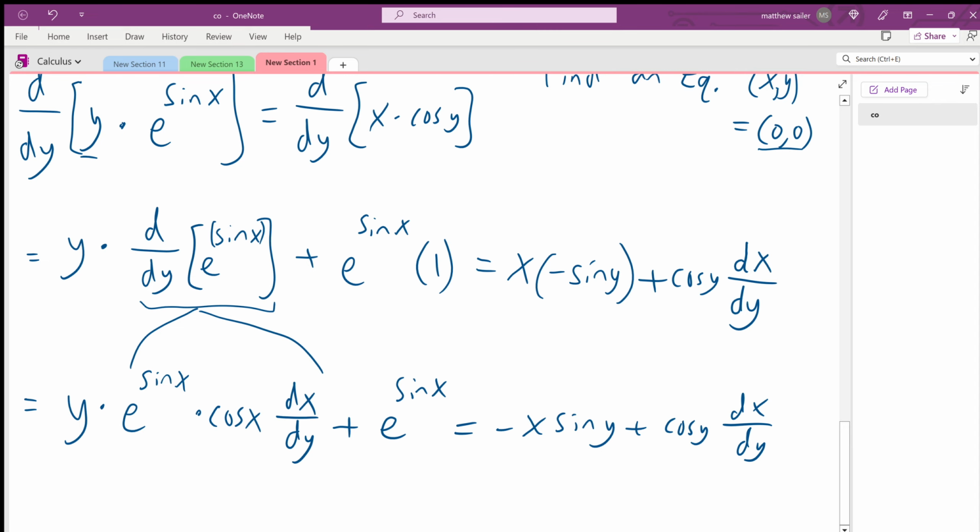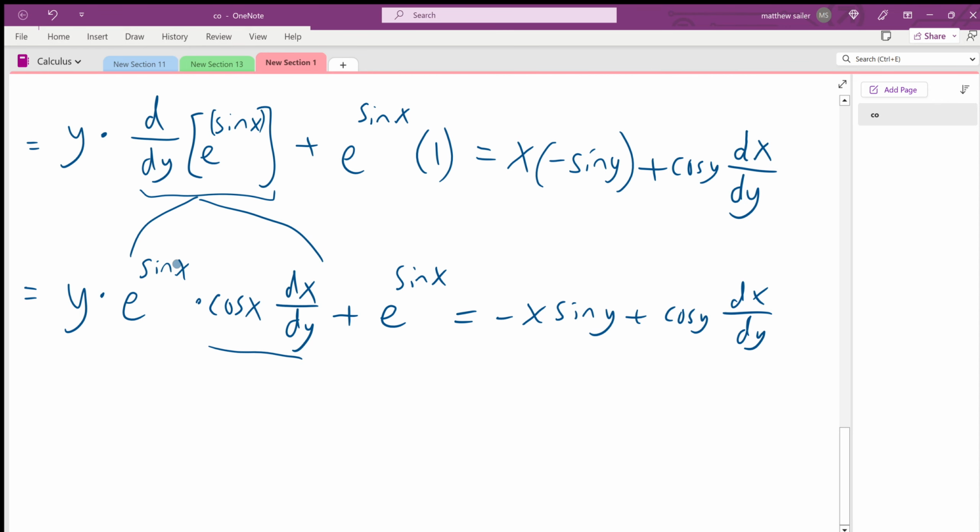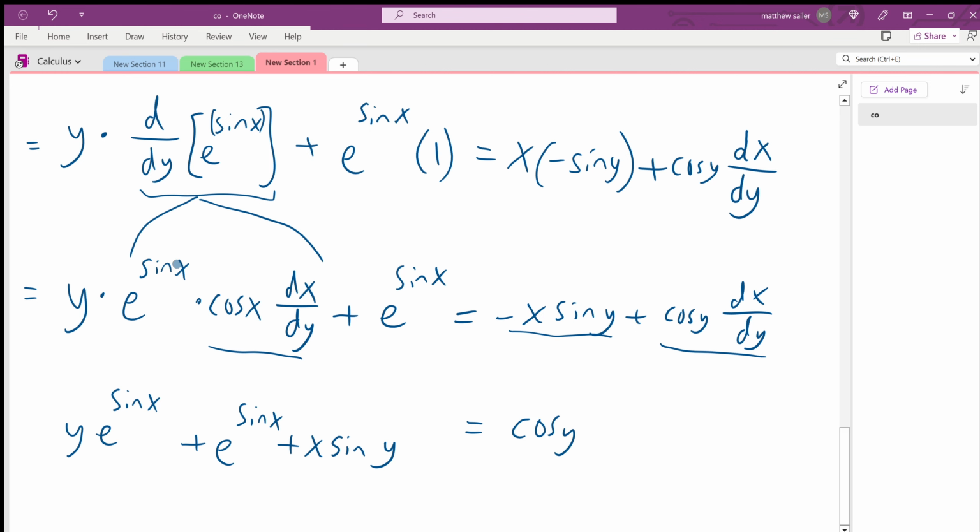Alright, so let's move the two pieces with dx/dy onto the right hand side. So to do that, we're going to keep this on this side, so y e to the sine of x plus e to the sine of x. And now I'm going to move this to the other side by making this positive and moving it over. So plus x sine of y. On the right hand side we'll have cosine of y dx/dy.